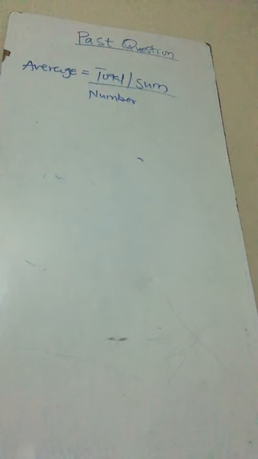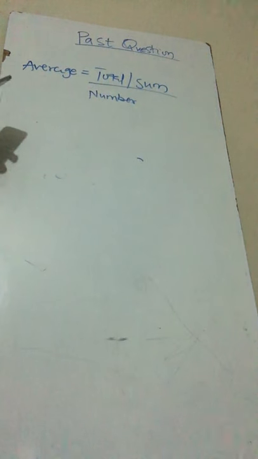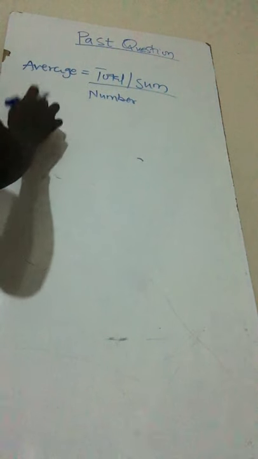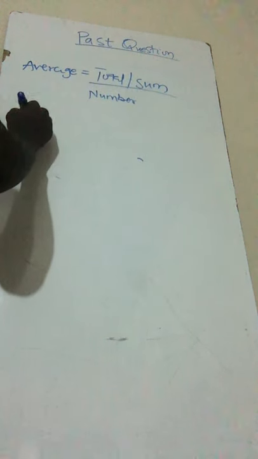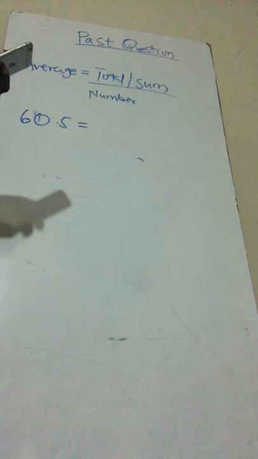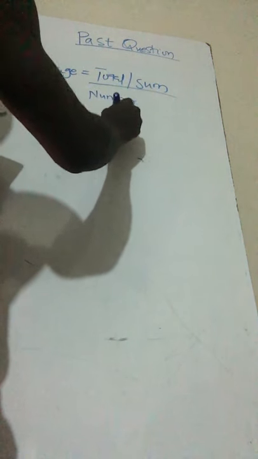And so with the average, just as we've learned, we know that the average is equal to the total, or the sum, over the number. So the number of what we are talking about. If we are talking about ladies, how many ladies? If there are 20, it will be here. You get it? Now if you look at this, we've been given the average as 60.5, equal to the total. So we add everything there. There are 4, so 72 plus 58 plus 68 plus the last one, we don't know.